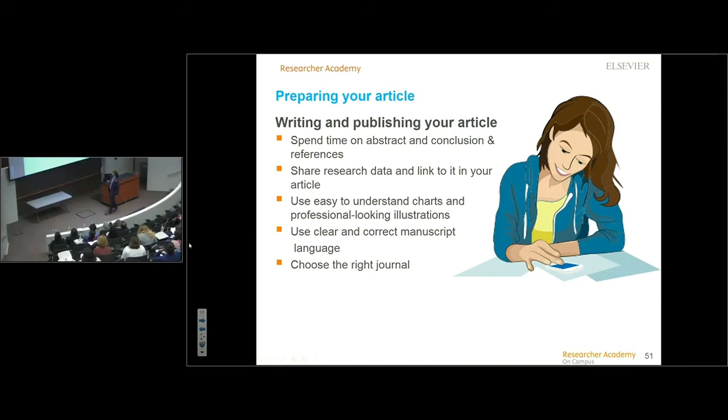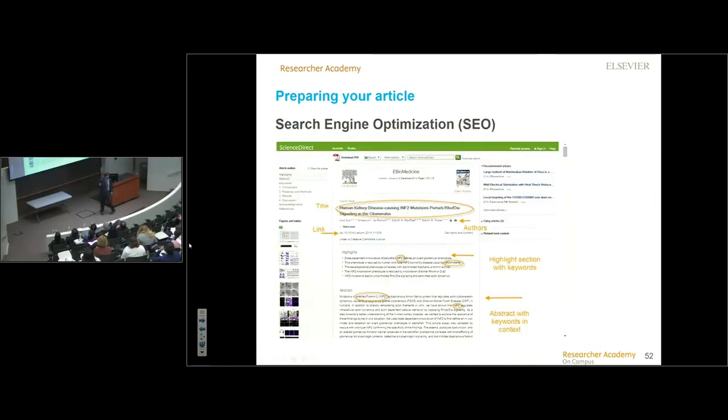Make sure that you've used clear and correct manuscript language, and choosing the right journal is a good place to start. Because for a lot of people, it is a filter. It is one way of choosing from those search results where they're going to start.